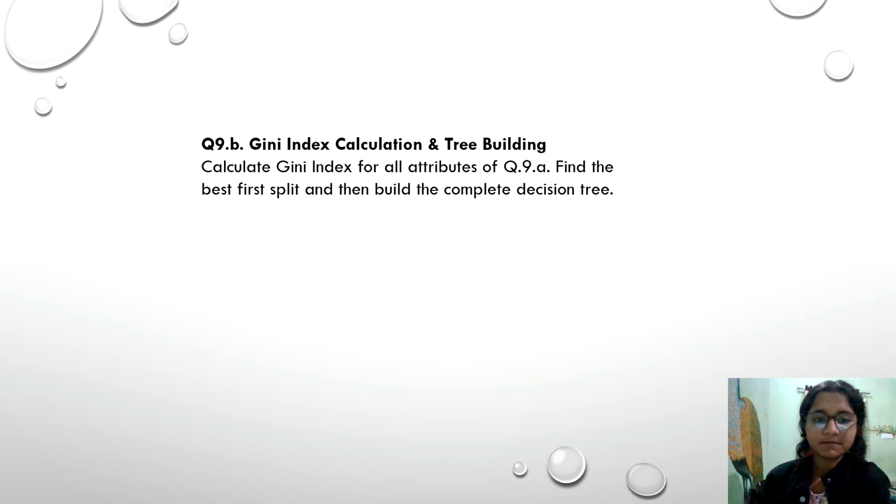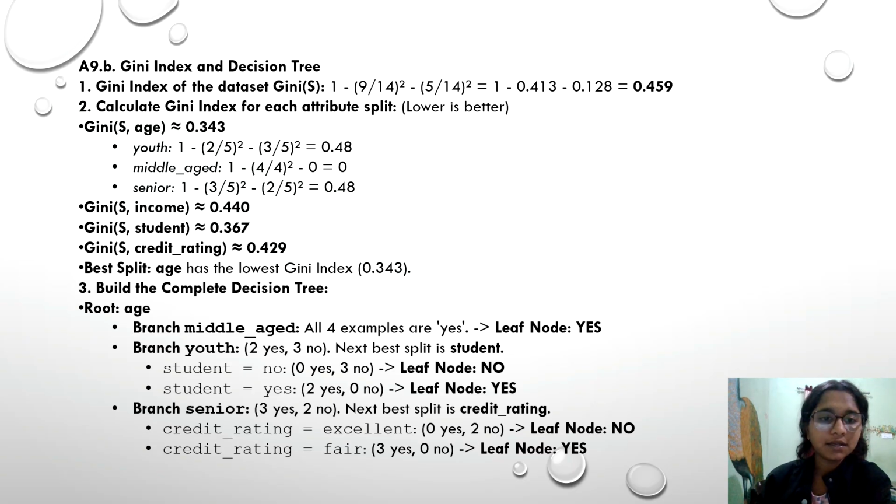So the next question is Gini index calculation and tree building. Calculate the Gini index for all attributes. Question 9a: find the best first split and then build the complete decision tree. And the Gini index was calculated here. So have a look at it.